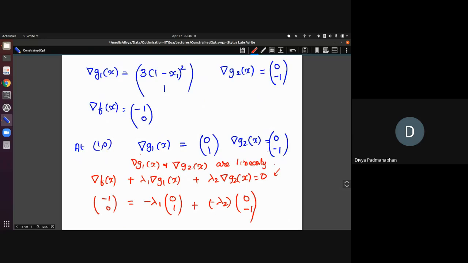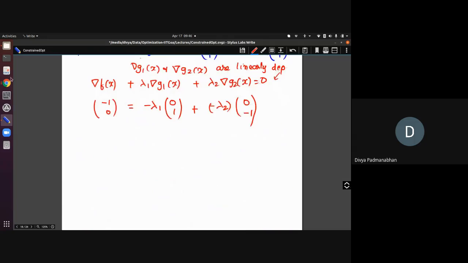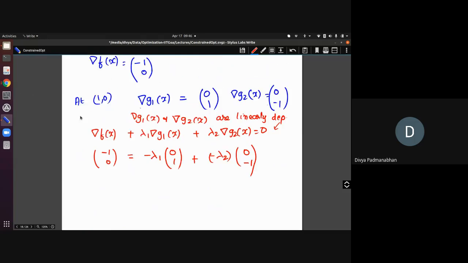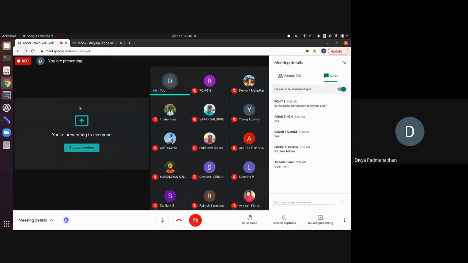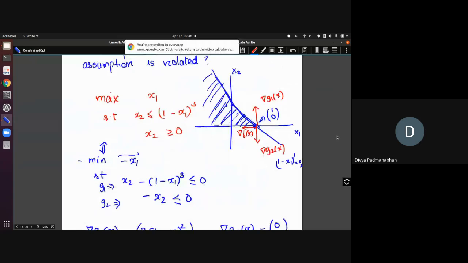Okay, so this is not a regular point. I hope this example is clear, what I'm trying to illustrate here. Are there any questions on this example? No. Okay, so these are some cases where the regularity assumption is actually needed here.